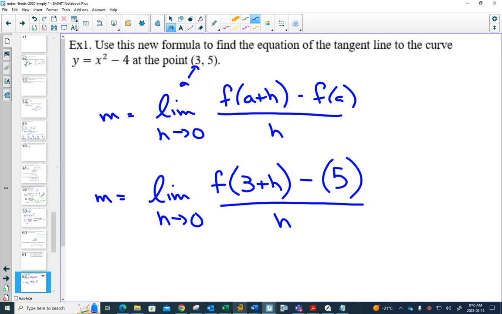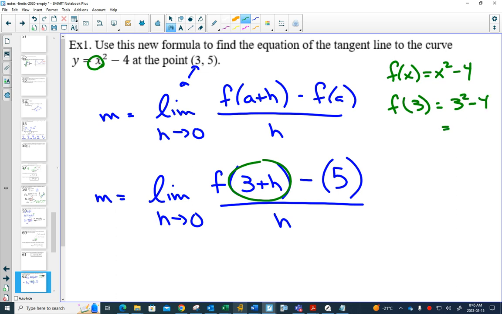And so what we need to do is plug in this 3 plus h for x in our formula. Because that's how functions work, right? Technically, our function here is f of x is x squared minus 4. And you know how to figure out f of 3. You would plug in 3 for x, and you would get 5. So it makes sense that we have 5 here. Even though the point was given, we could steal it from there. But you know how functions work.